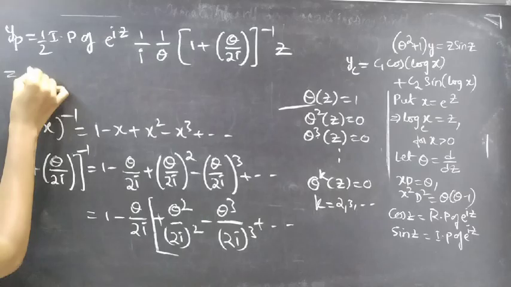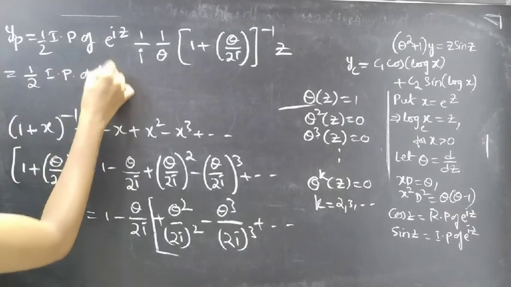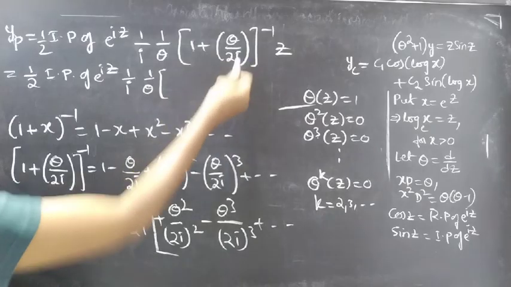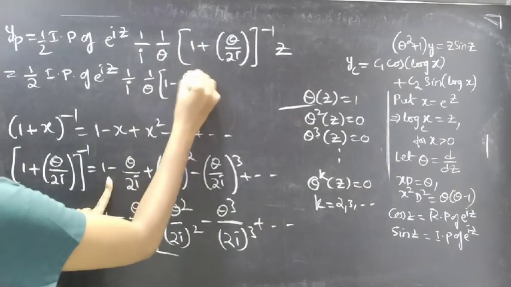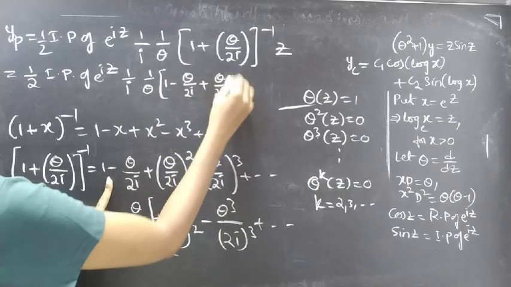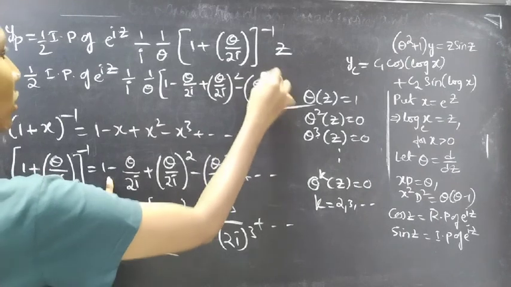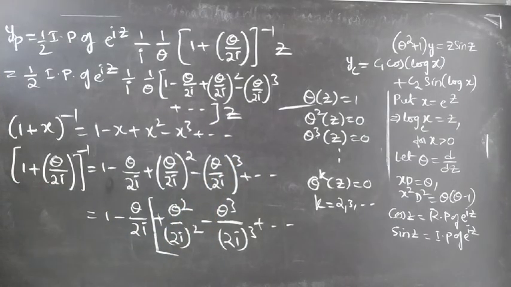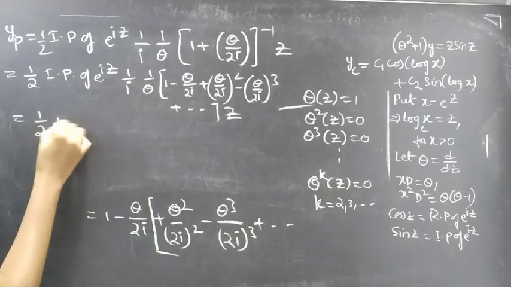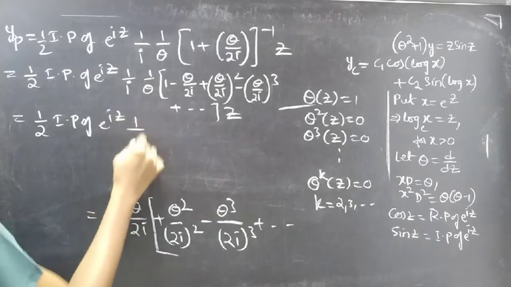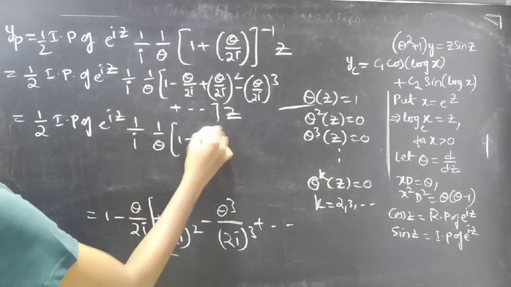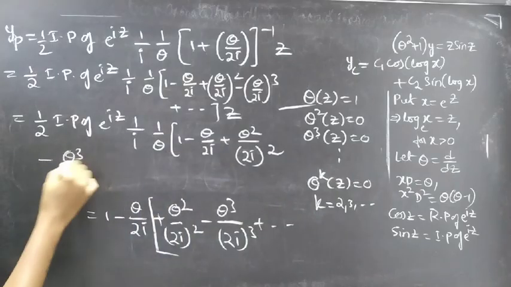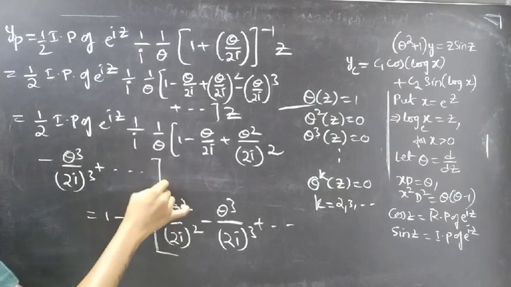Now coming to yp, this equals 1 by 2 into imaginary part of e power iz into 1 by i into 1 by D into expansion of (1 plus D by 2i) whole inverse, which is 1 minus D by 2i plus (D by 2i) whole square minus (D by 2i) whole cube plus so on into z. This equals 1 by 2 into imaginary part of e power iz into 1 by i into 1 by D into 1 minus D by 2i plus D square by (2i) whole square minus D cube by (2i) whole cube plus so on into z.